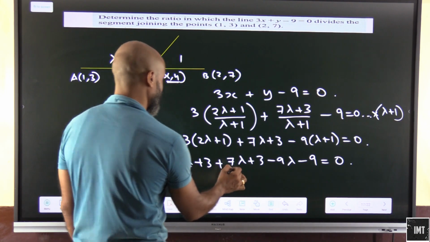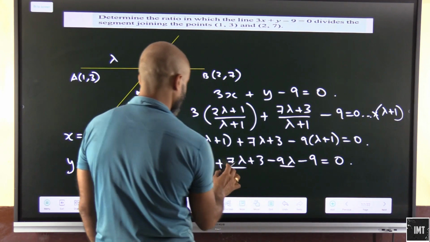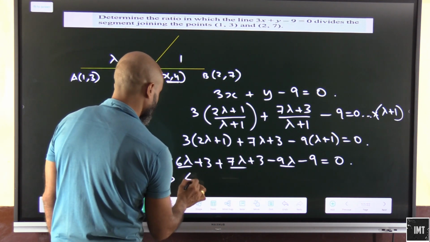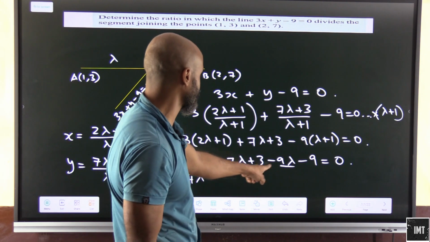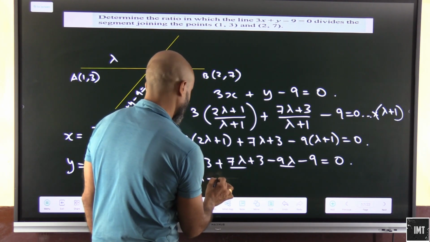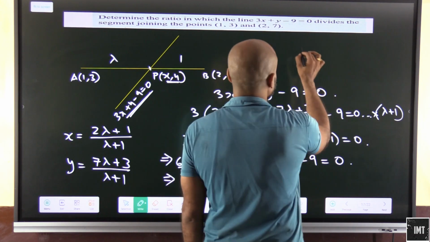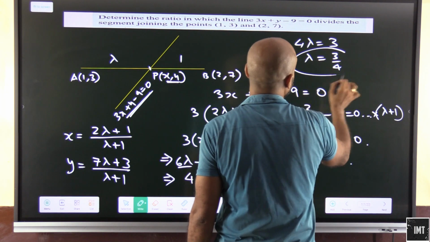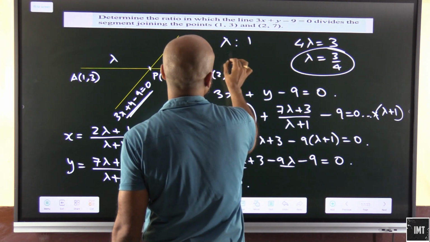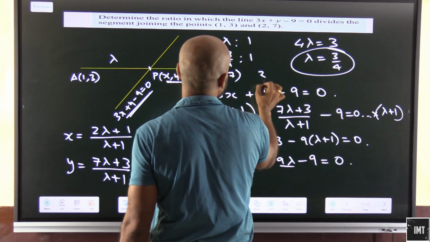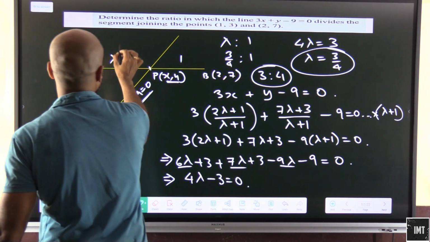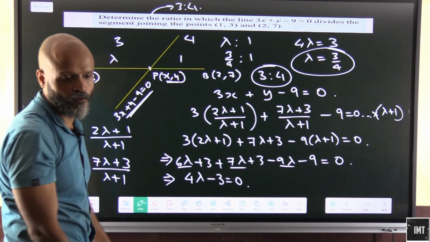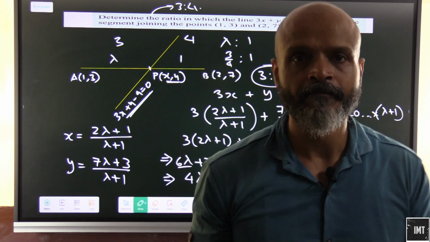So here we have 6 lambda plus 7 lambda, that is 13 lambda, minus 9 lambda, that will be 4 lambda. 3 plus 3 is 6 minus 9, that is minus 3, is equal to 0. So here we will have 4 lambda is equal to 3, so lambda will be equal to 3 by 4. So lambda is to 1 is the ratio, which means 3 by 4 is to 1, which means 3 is to 4. So basically the segment is divided in the ratio of 3 is to 4. Okay, just one moment here.